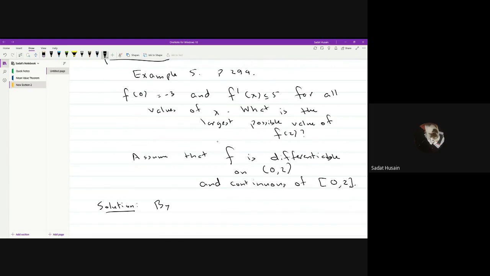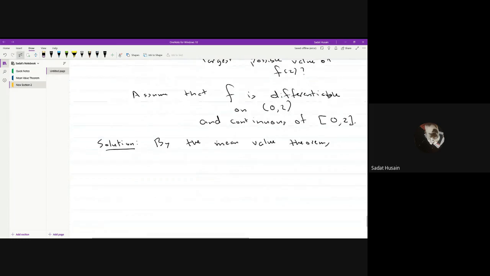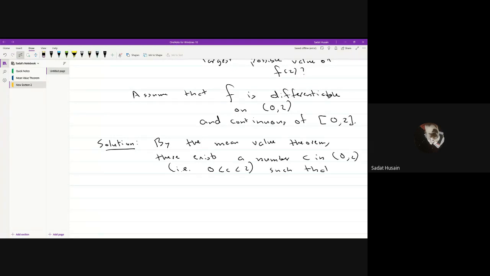By the mean value theorem, there exists some number c in (0, 2), meaning c is greater than 0 and less than 2, such that f prime of c equals f of 2 minus f of 0, divided by 2 minus 0. Do you agree? Yes, sir. Right.